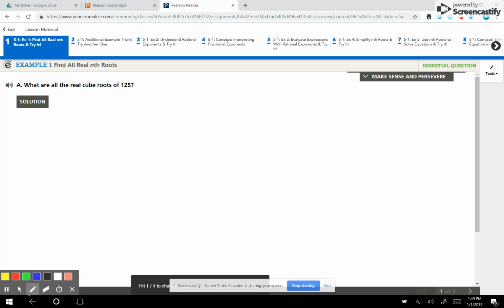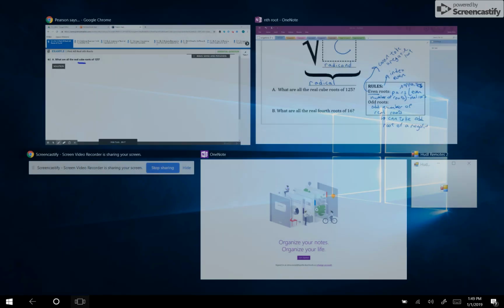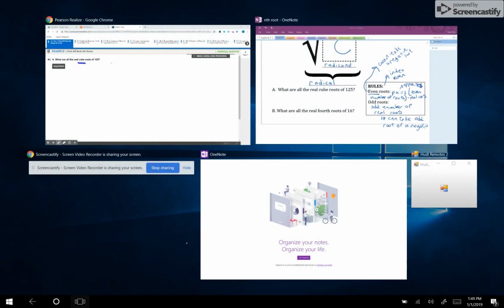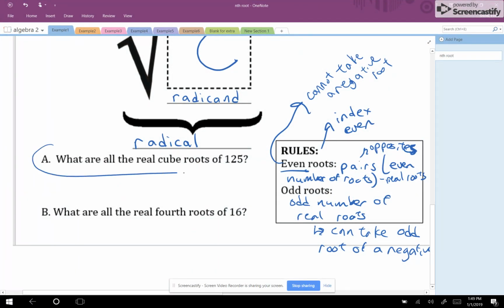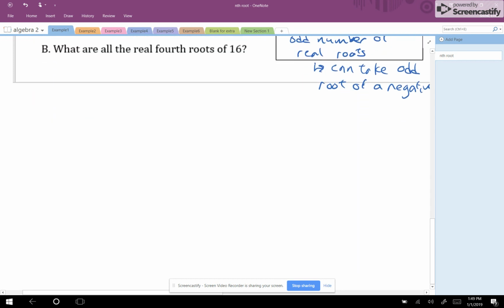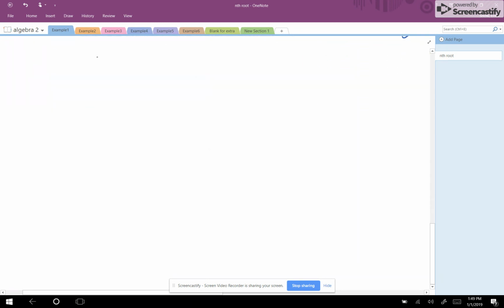Okay. Cube roots of 125. So a cube, you know, means 3. So when you have a cube root, you're going to look for triples in your factor tree. So if we start, oh, it's not going to work. Okay, well, good news. I have a backup plan. Let's go back to our OneNote. And here we have the cube roots of 125. I'm going to move this down, though, so that you can see my actual writing.